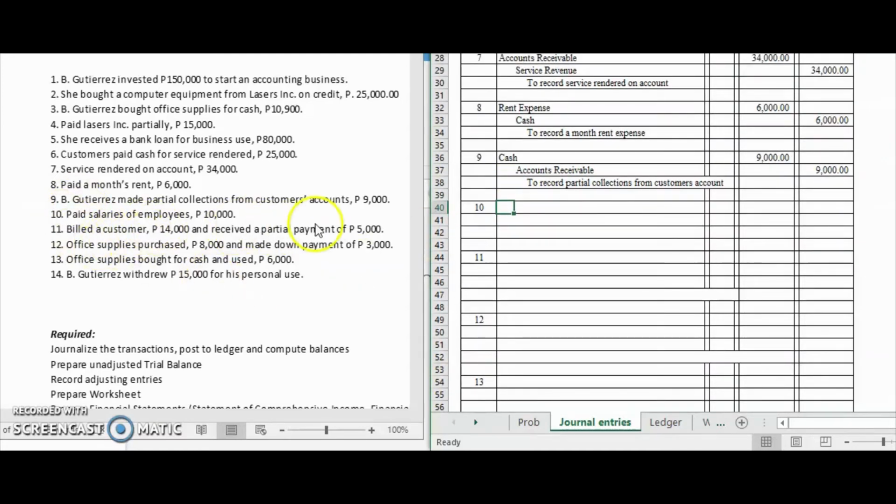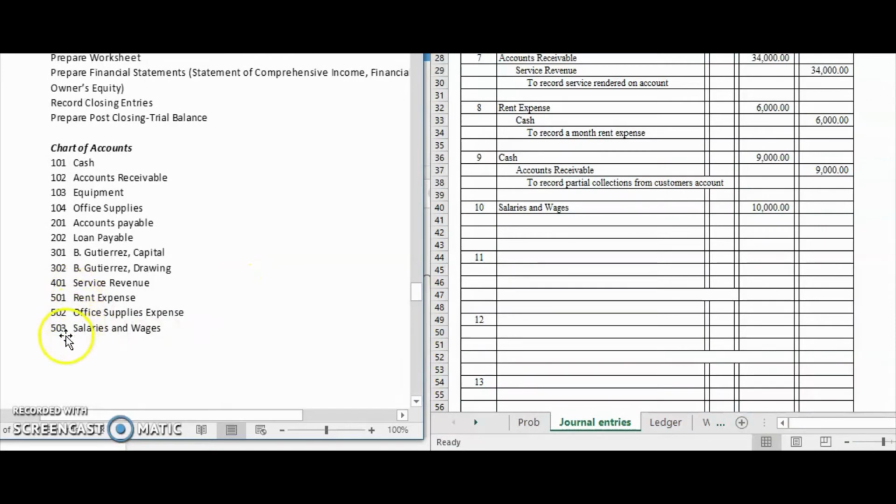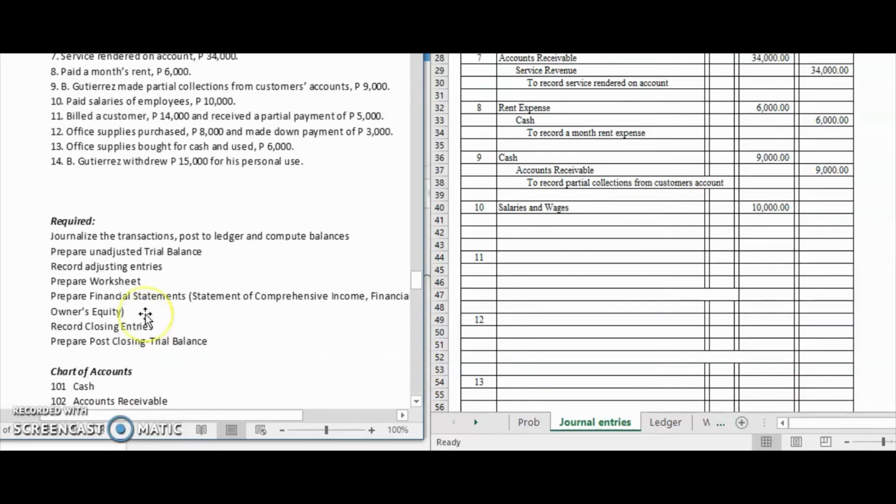Paid salaries of employees, 10,000. Okay, salaries of employees is an expense. The normal balance of salaries is debit. Okay, so in this case, you debit 10,000 salaries and wages. Where did we get the salaries and wages pala? Here, we have here an account title, salaries and wages.